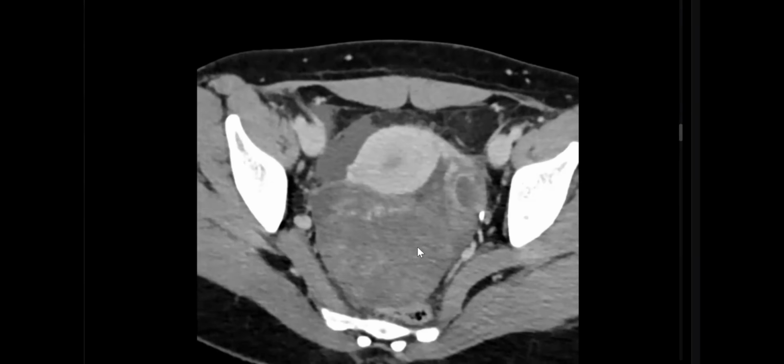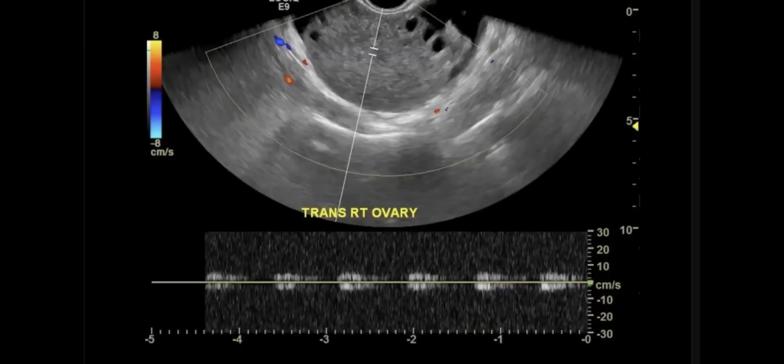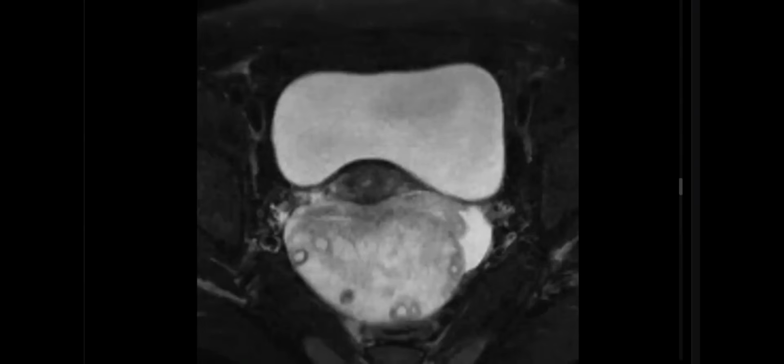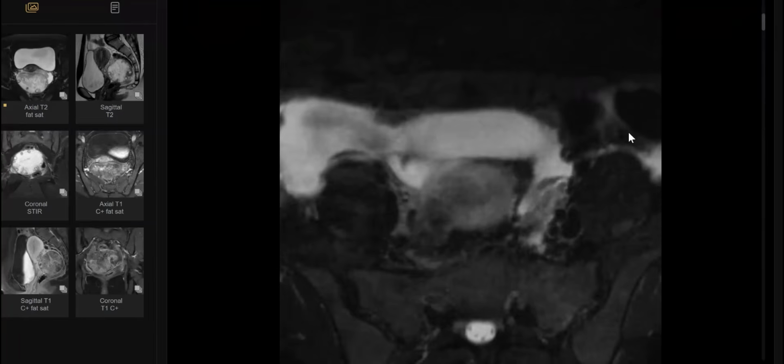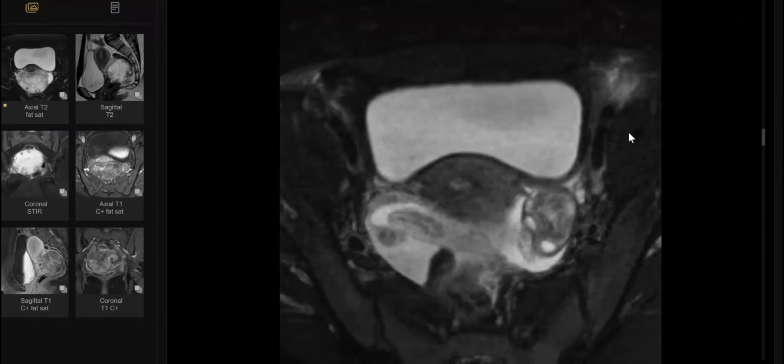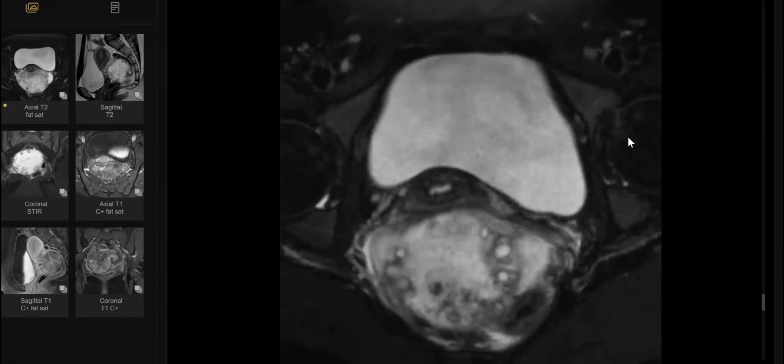Okay, I'll show you. Just give me the mouse. Okay, let's see this study first, and I will expand the screen. You can shift between T2 and contrast axial. Start with this one. Okay, so this is T2 axial cuts. T2 fat set.